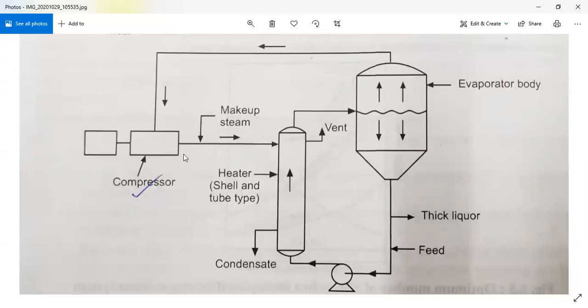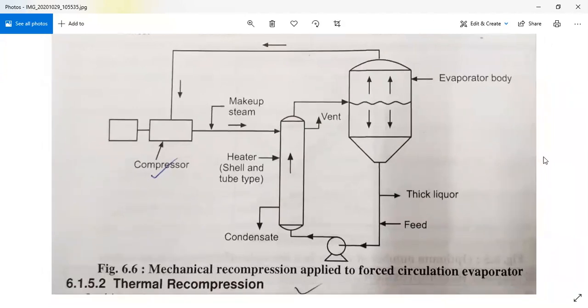We are increasing the pressure with the help of mechanical compression systems, and that is why this assembly is called a mechanical recompression system. So this mechanical recompression system is applied to the forced circulation evaporator, and we can increase the economy of an evaporator. So that is one of the solutions. The other solution for increasing the economy with the help of this vapor recompression system is the thermal recompression system.